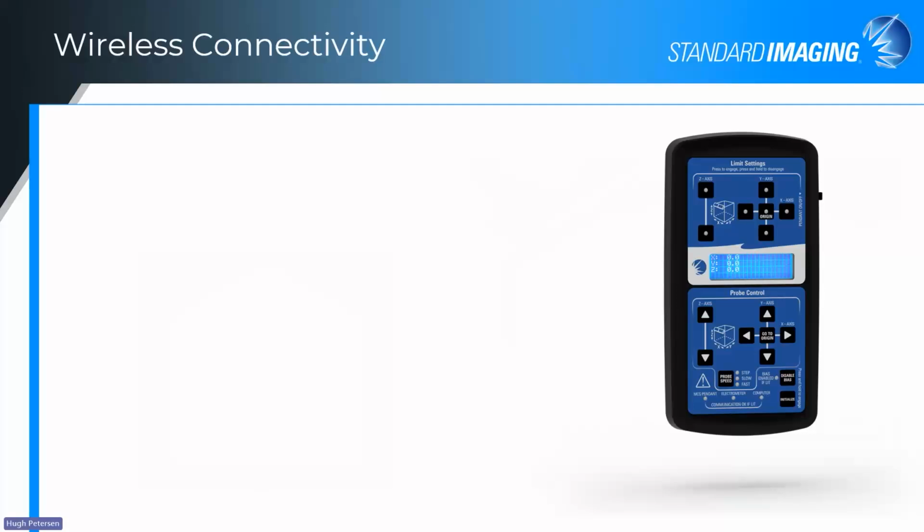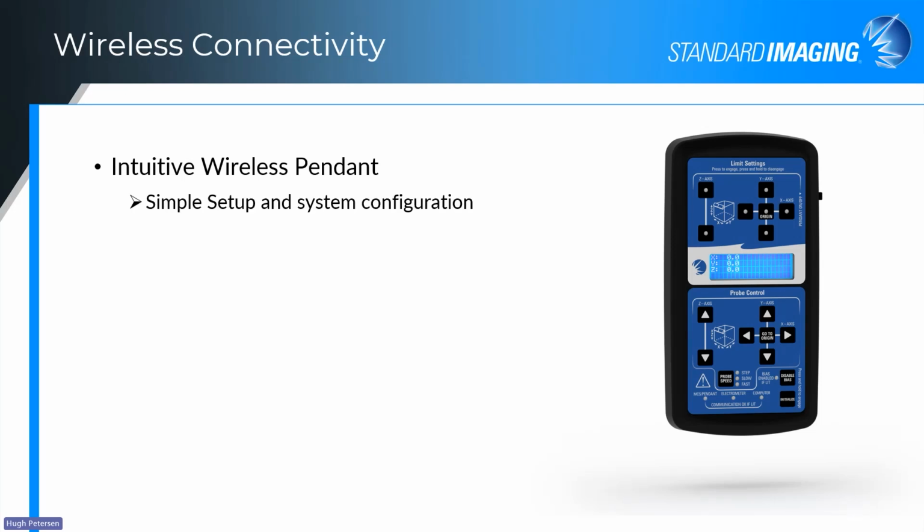Some other uses of convenience we have: wireless. So you see our image of our pendant here. It's an intuitive wireless pendant that has full control of the robot system and a few other things built into it, including a feed out of your Z position. The nice thing about this simple system is having the wireless pendant rather than being tethered by a cable.